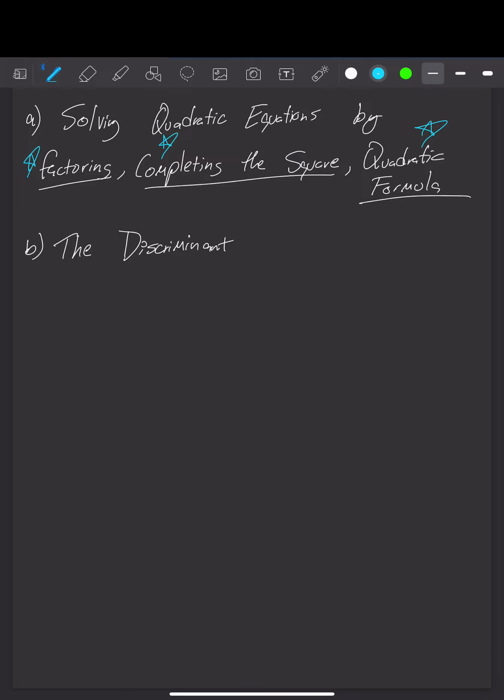We're also going to use something called the discriminant, and this helps us find how many real solutions there are for the quadratic equation. Usually you might have two answers, but some of them might be imaginary and some of them might be just real. In order for us to figure that out, we use the discriminant.